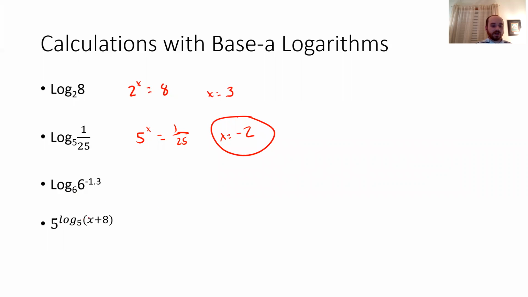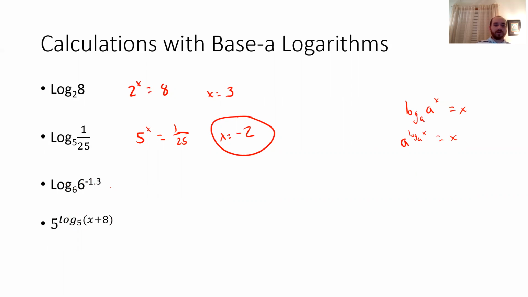So these two are using our equations from before. So remember, log base a, hopefully you guys all have this written down, of a to the x equals x, and a to the log base a of x equals x. So in this case, we have a log base 6 of 6 to the negative 1.3.